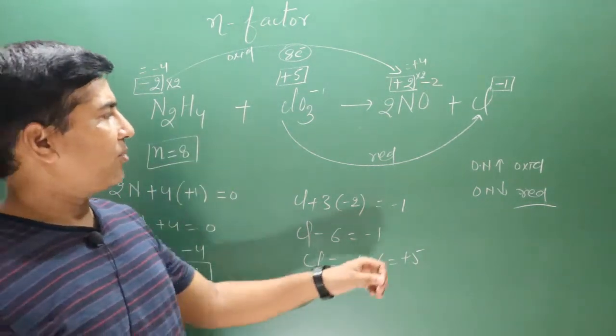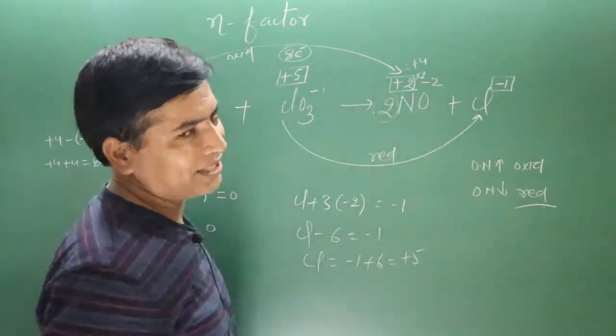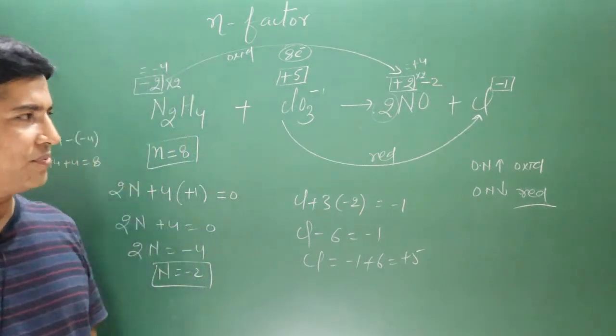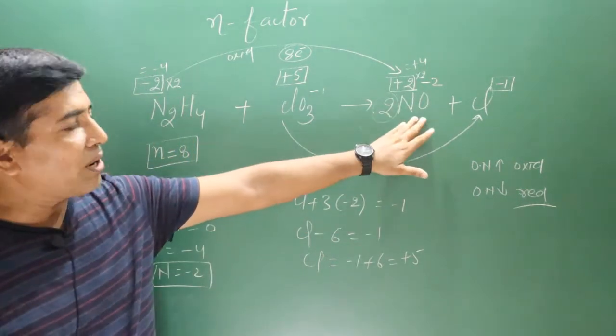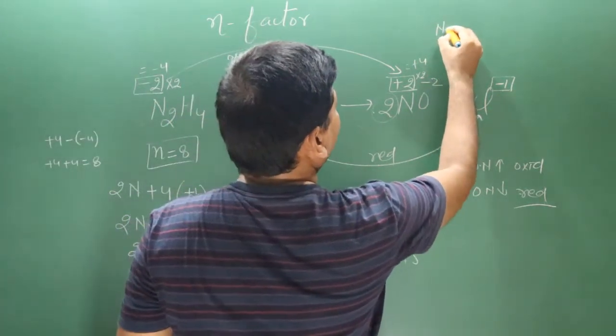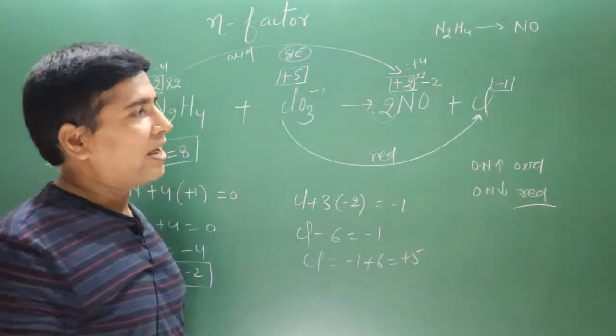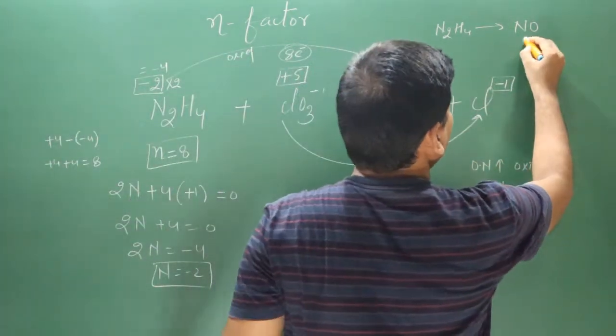If we have to calculate for this one, we do not focus on the coefficient. It does not have any meaning in calculating n factor values. Okay, for only one molecule. Actually the equation is exactly N2H4 and then we have NO. That is how the equation is, and in this case we are going to calculate the n factor value for this one.